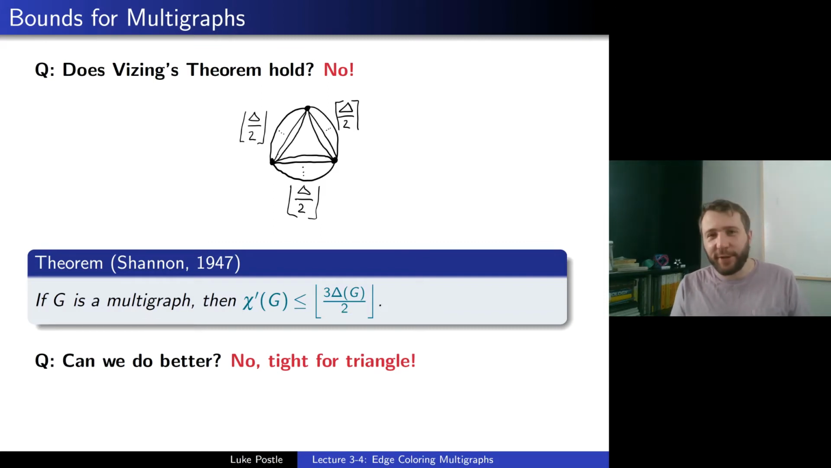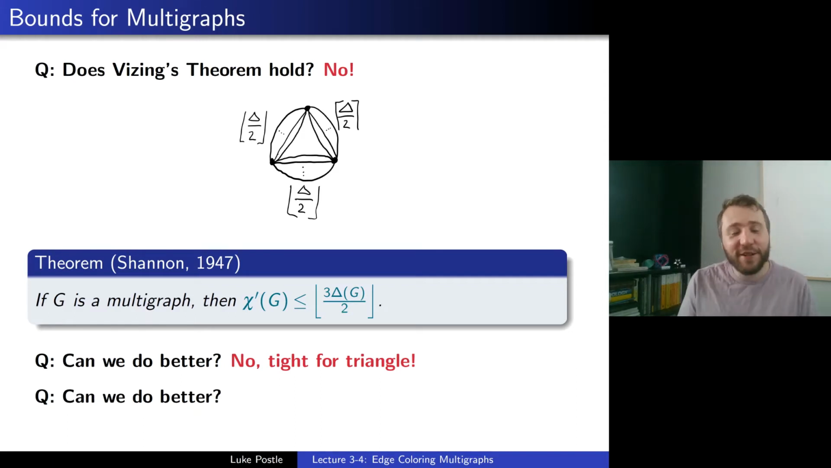But let me ask another question. Can we do better? Same question, right? Should you just be happy with Shannon's theorem? Is that it for multigraphs? Is that the answer? Or could we try to say maybe there's something special about such graphs? Maybe they have to look somehow like the triangle. Well, that won't quite be the case, but we will be able to say something.